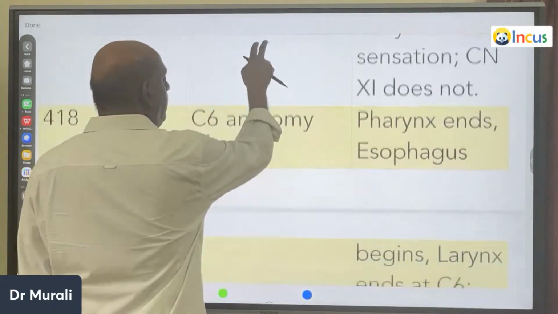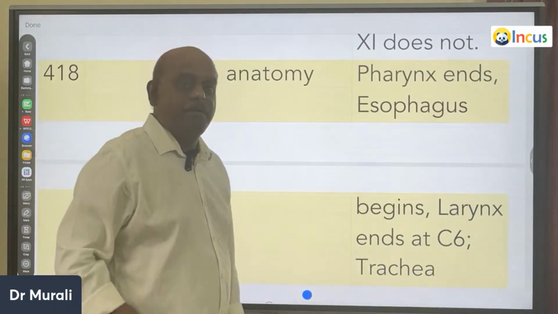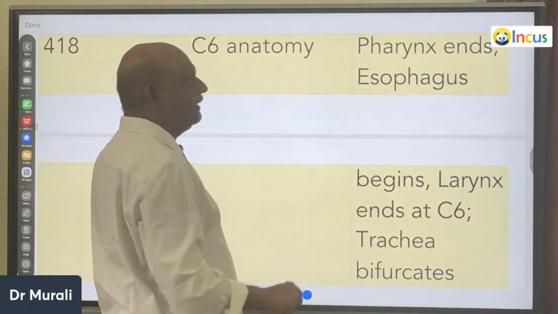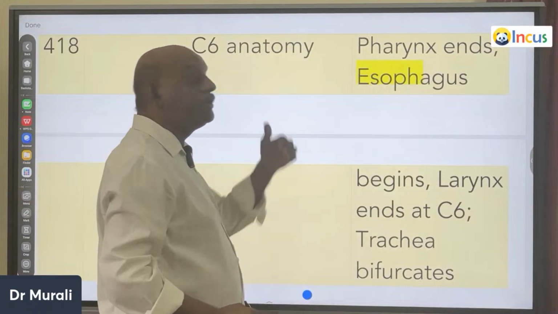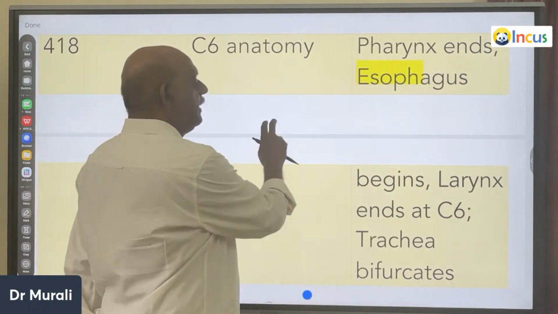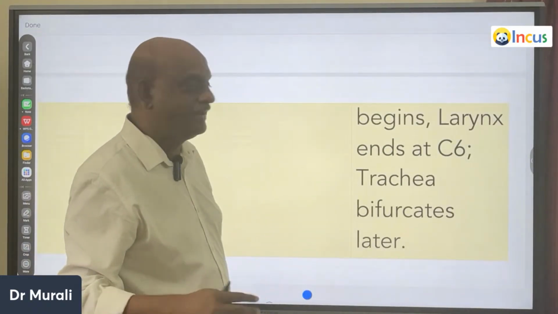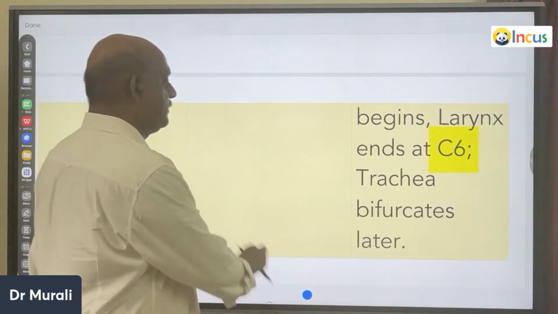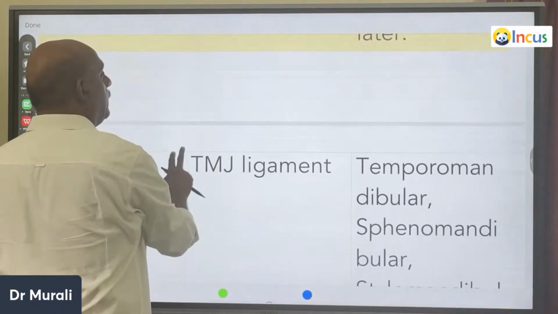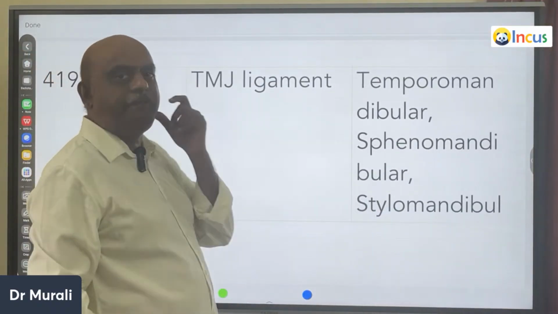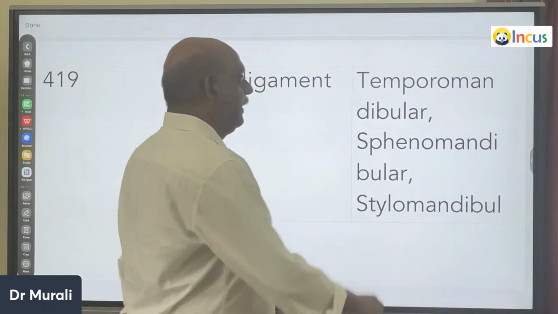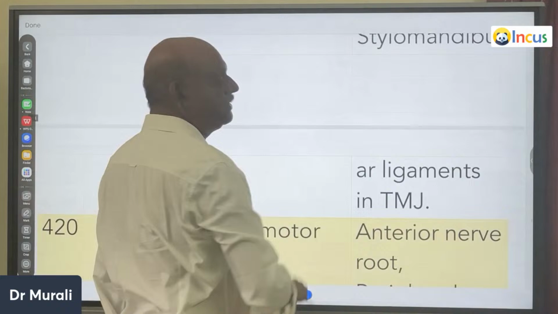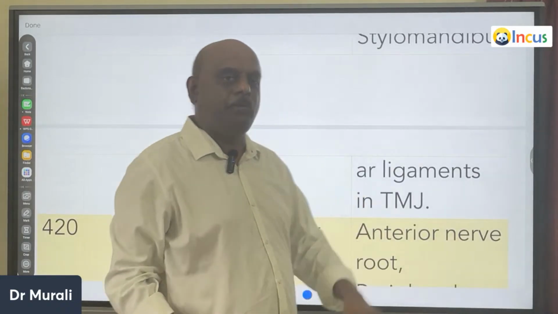Now coming to the anatomical level once more. Pharynx ends, esophagus begins, larynx ends at the level of C6. Now, doc, what are the various ligaments in the temporomandibular joint? Temporomandibular ligament, sphenomandibular ligament, stylomandibular ligament, they are the 3 ligaments of the temporomandibular joint.